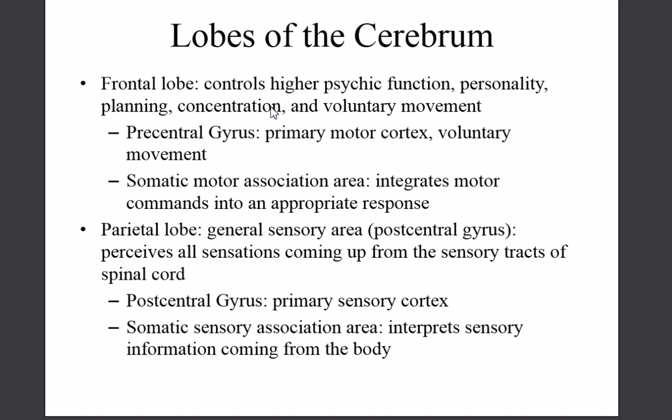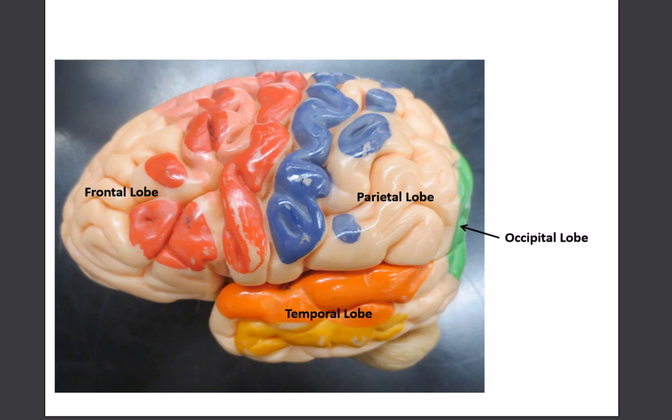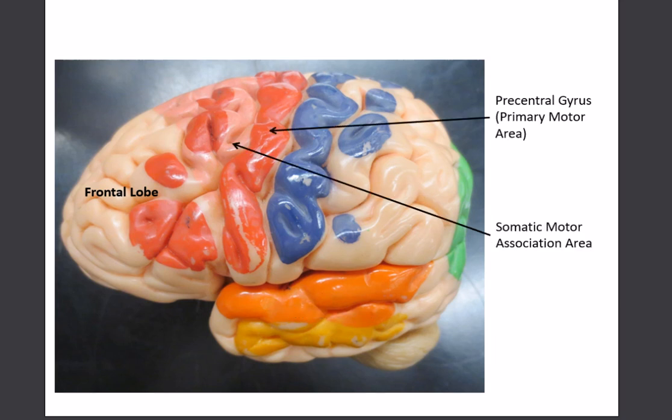There's an area just anterior, right over here, that I labeled for you. This is called the somatic association area. This is where, over the course of your life, you're learning to do movements and practice movements, like playing the piano or writing and that type of thing. They call this an association area, and this is where you kind of learn those types of movements. But ultimately, everything comes from the precentral gyrus. This is where our primary motor movement area is.